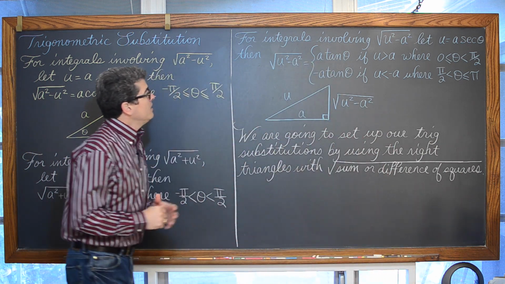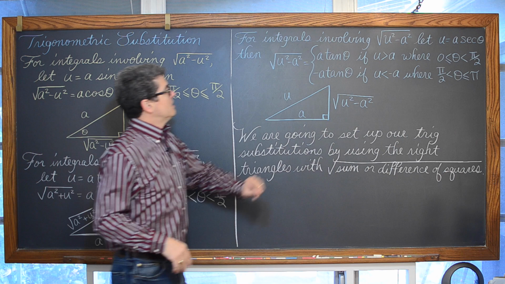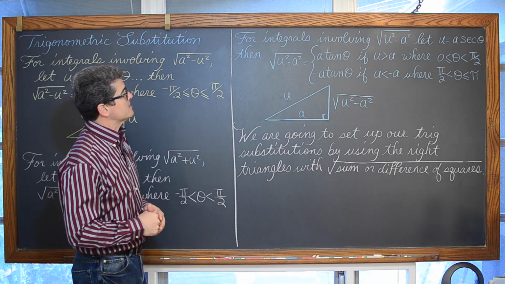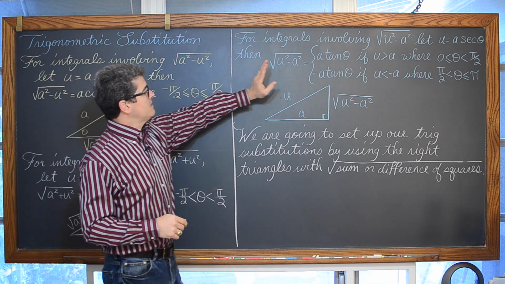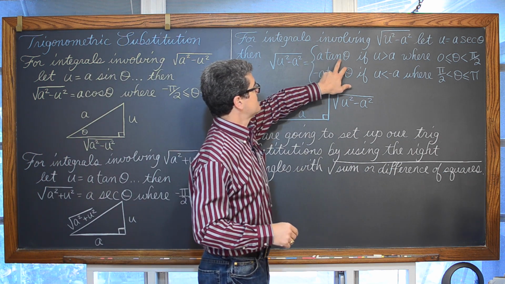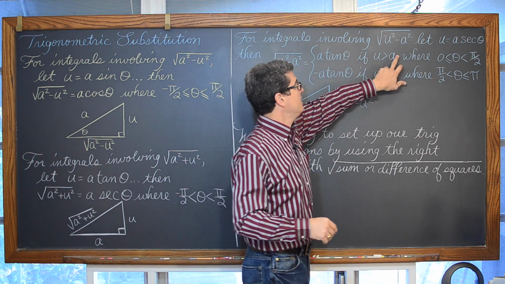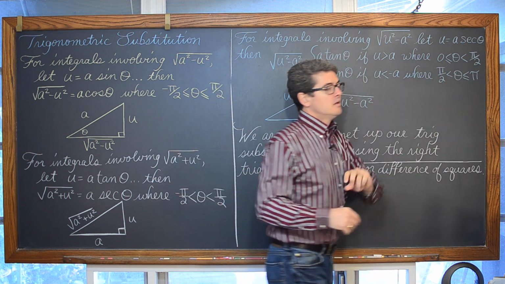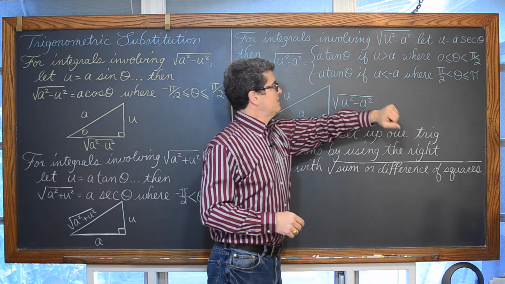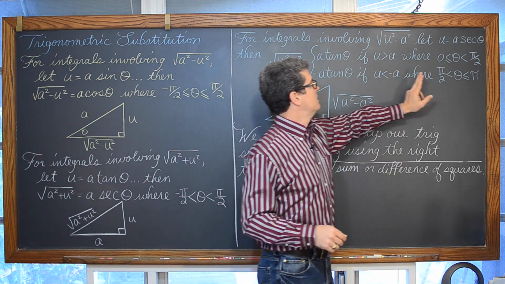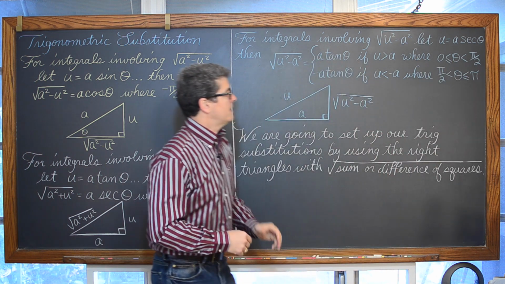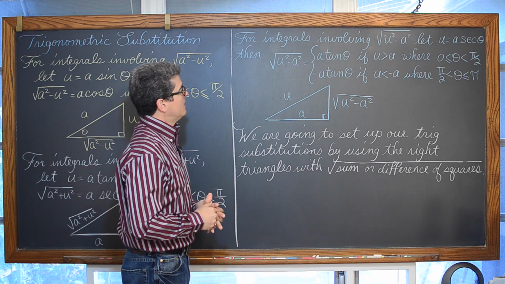Now over here, for integrals involving the square root of u squared minus a squared, let u equal a times the secant of theta, then the square root of u squared minus a squared is going to be equal to a times the tangent of theta if u is greater than a, where theta is greater than or equal to 0 and less than pi over 2. And negative a tangent of theta if u is less than negative a, where theta is now greater than pi over 2 and less than or equal to pi.